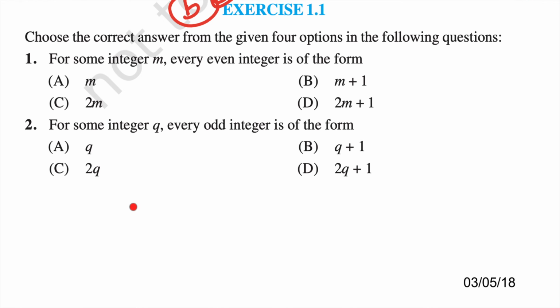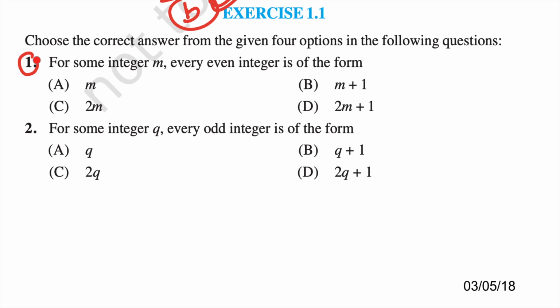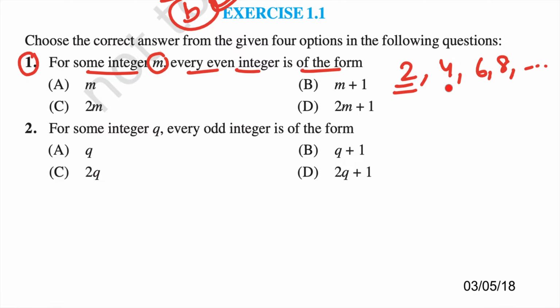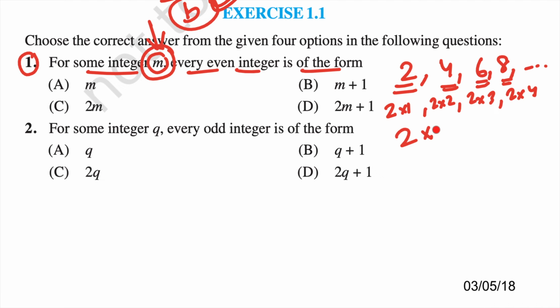Let's do exercise 1. For some integer m, every even integer is of the form... So let's write some integers. How can we write 2, 4, 6, 8, like that? Do you see that all are multiples of 2? So can we write this as 2 times 1, 2 times 2, 2 times 3, 2 times 4? Now the integer can be anything, it can be odd or even, it doesn't matter. If we multiply that integer with 2, it will always give us an even integer. So the even integer can be written in the form of 2m.